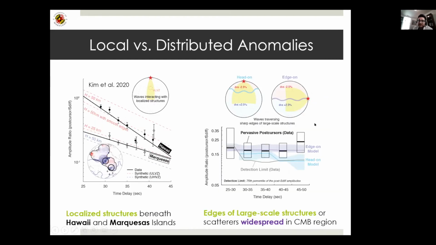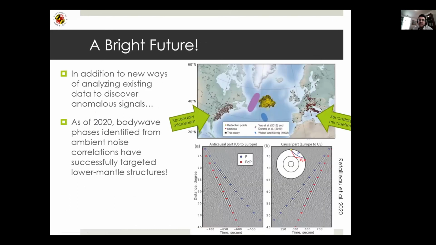So these pervasive postcursors that we found, this is work of my postdoc, Doyeon Kim, recently published in Science. These pervasive postcursors don't show an amplitude reduction with increasing delay time, which tells us that they're distributed. So either these are edges of large-scale structures like LLSVPs or widespread scatterers in the CMB region. And we also find evidence for this mega ULVZ underneath Marquesas, which I mentioned earlier. So there's a bright future.